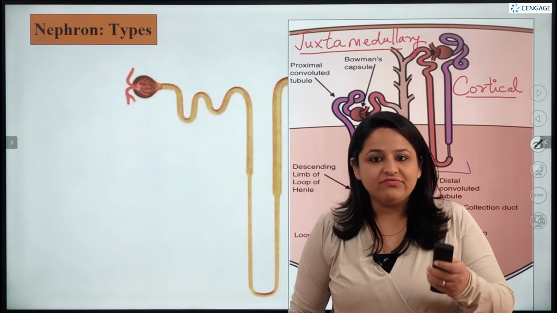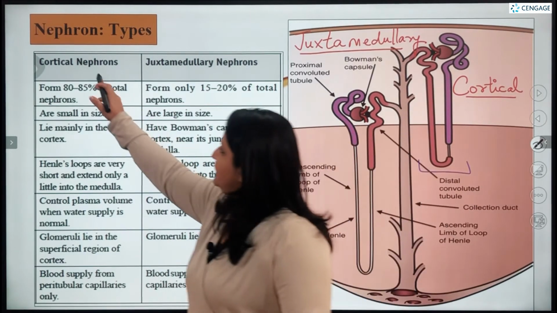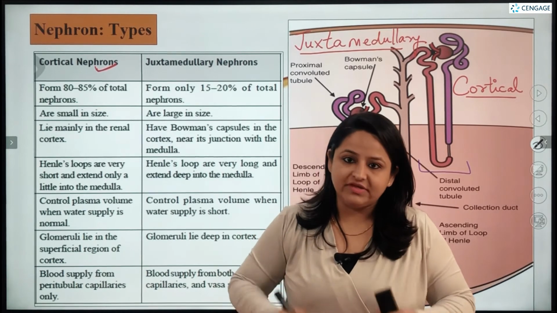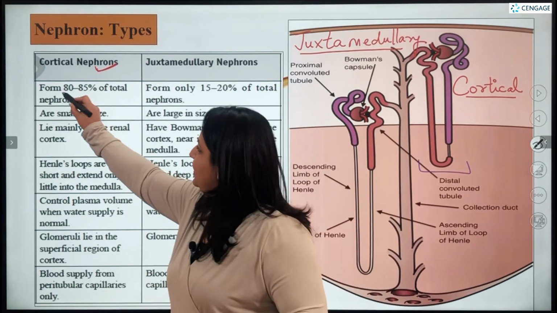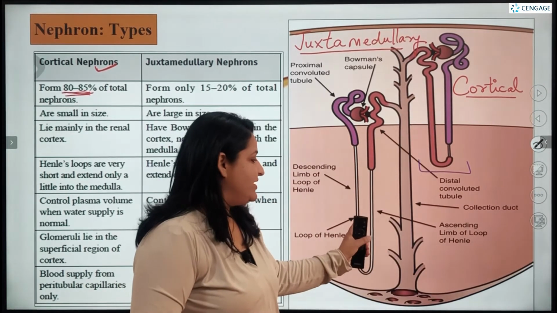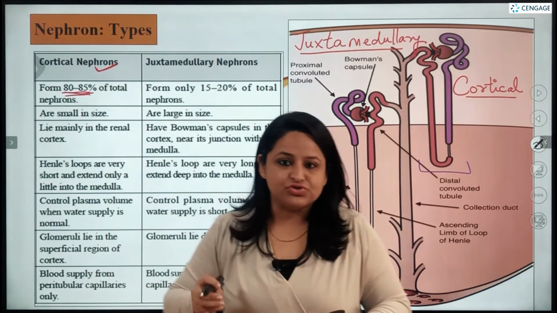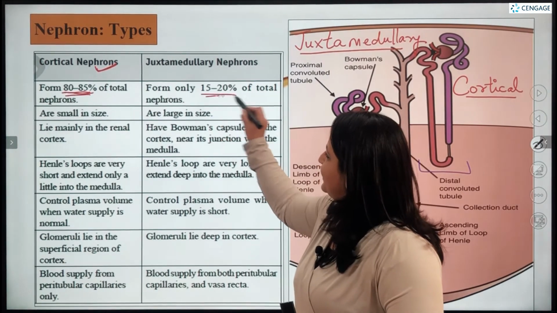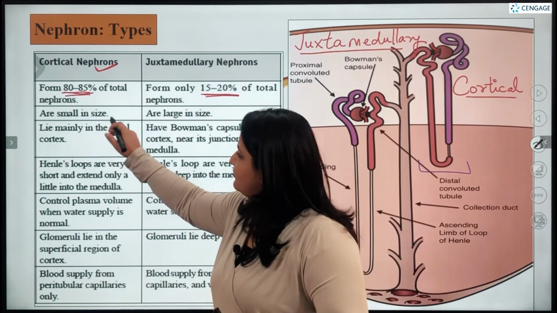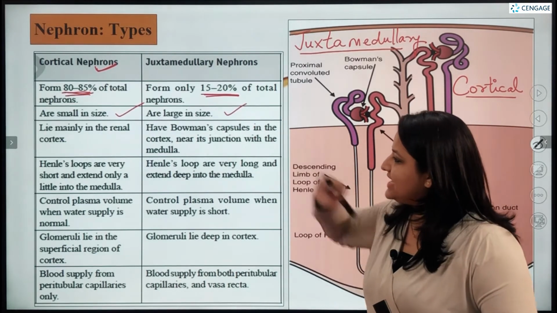Now we'll study both of them in the manner of a difference so that we can understand both of them. Now the cortical nephrons, as you can see, the smaller ones, they are the majority of the nephrons. They are around 80 to 85% of the total nephrons. Whereas the longer ones, known as the juxtamedullary nephrons, form the comparatively lesser portion, and that is only around 15 to 20% of the total nephrons. Then the cortical nephrons are smaller in size. The juxtamedullary nephrons are larger in size.